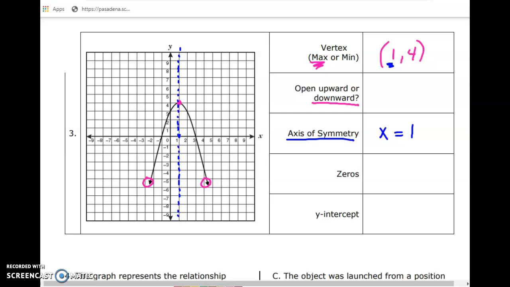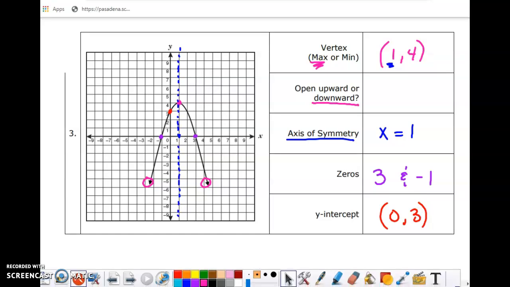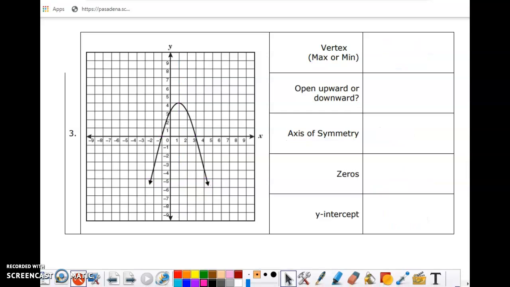Okay? My zeros are here. Those are my x-intercepts. It's at 3 and -1. And my y-intercept, let me change color. It crosses on the y-axis, so right here at 3. And we say 0, 3. Okay, so let's do the real world situation ones.